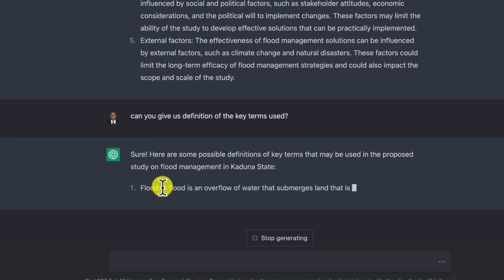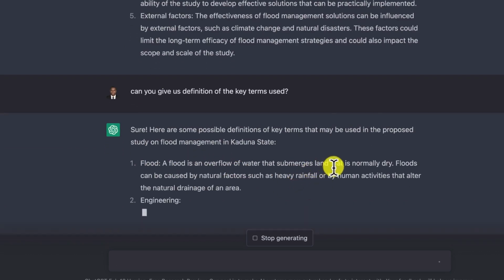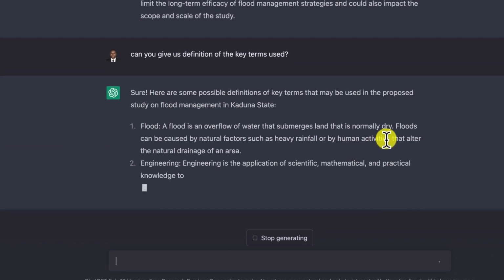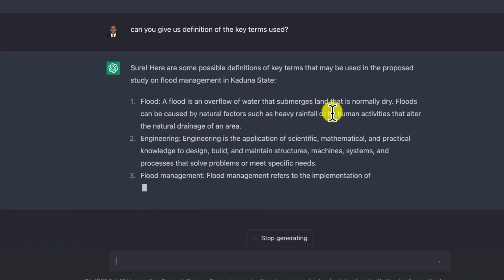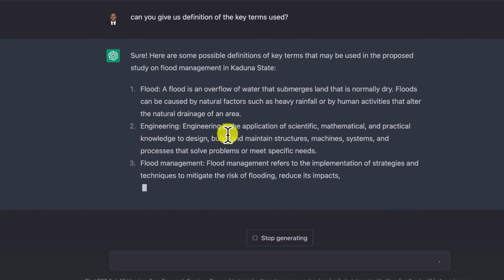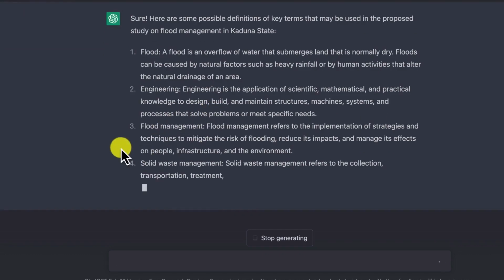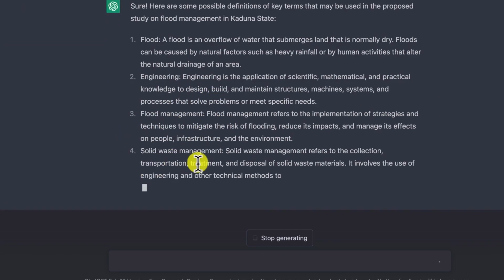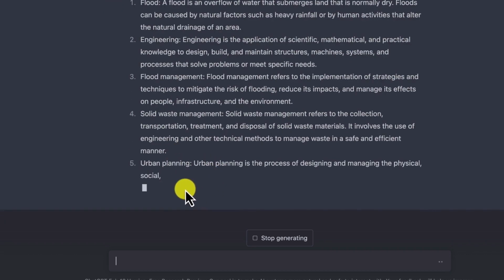For example, flood. It gives us general terms: an overflow of water that submerges land that is normally dry. Okay, floods can be caused by natural factors, and it gives us detail. Then engineering, you see engineering is the application of scientific, mathematical, and practical knowledge to design. And you can see flood management, solid waste management. You can ask it to write more, such as urban planning. Okay, so you can see all this.